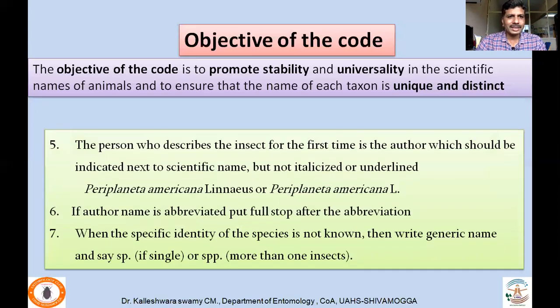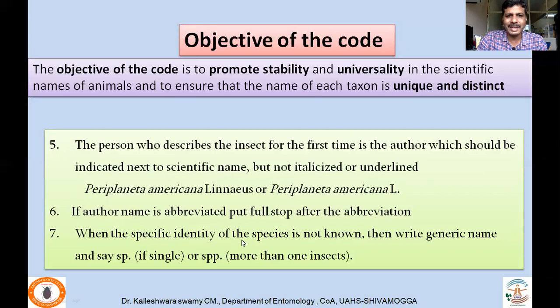So the fifth guideline is that the person who describes the insect for the first time is the author, which should be indicated next to the scientific name. If anybody describes the organism, his name should be ever remembered by placing it next to the scientific name, like Periplaneta americana Linnaeus, or sometimes it may be abbreviated with a full stop, Periplaneta americana L. If the author name is abbreviated, put a full stop after the abbreviation like this.